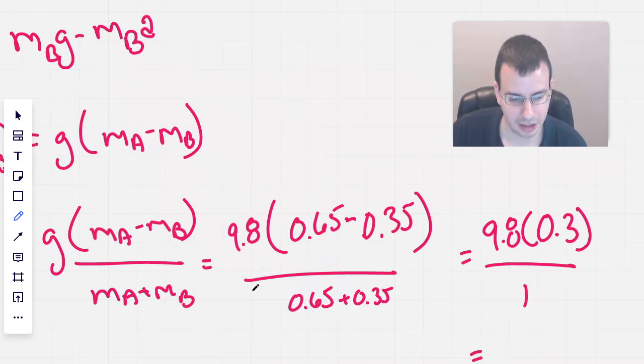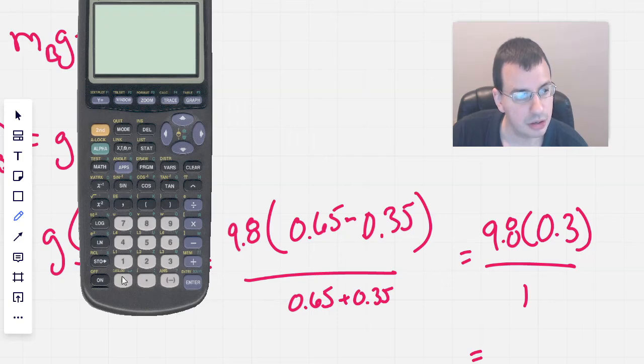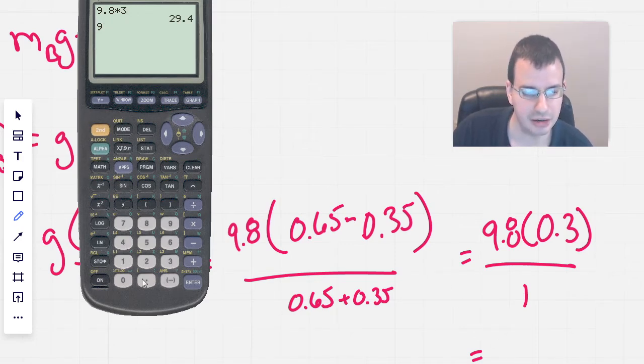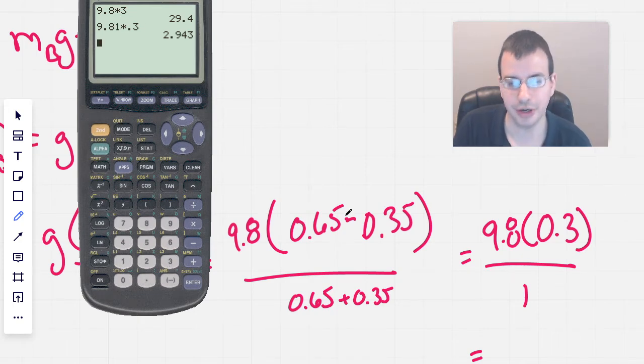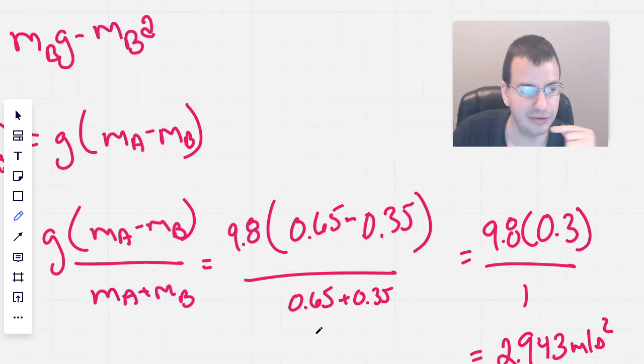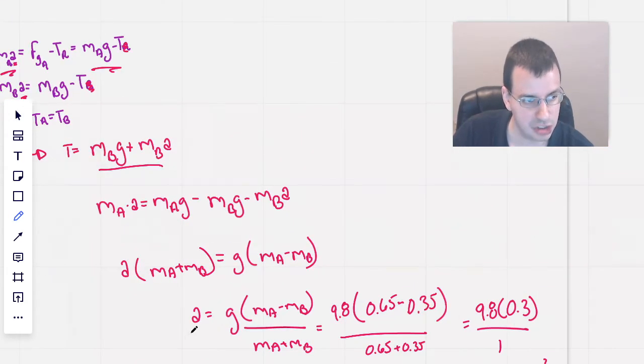And looking at our calculator, 9.8 times 3, we get 29. Let's try that again. 9.81 times 0.3. There we go. 2.943. 2.943 meters per second squared. Now, that's most of the way to the answer, but it's not the full answer because we need tension.